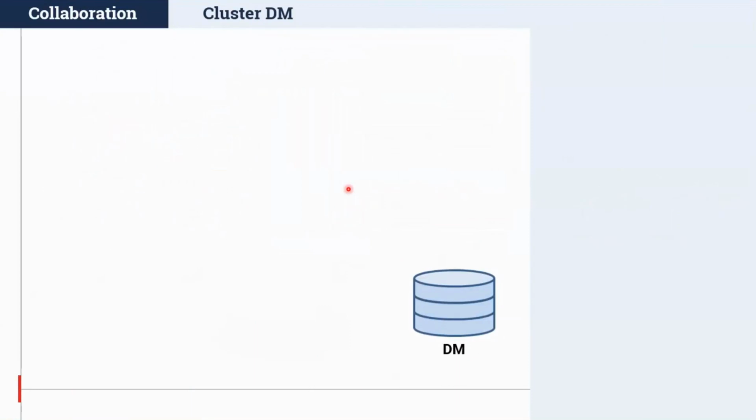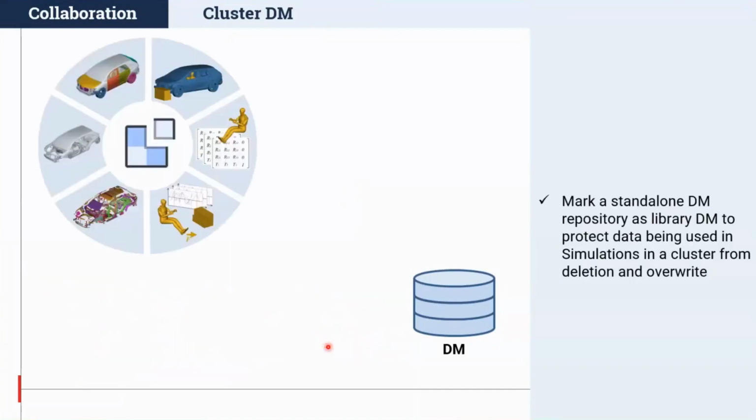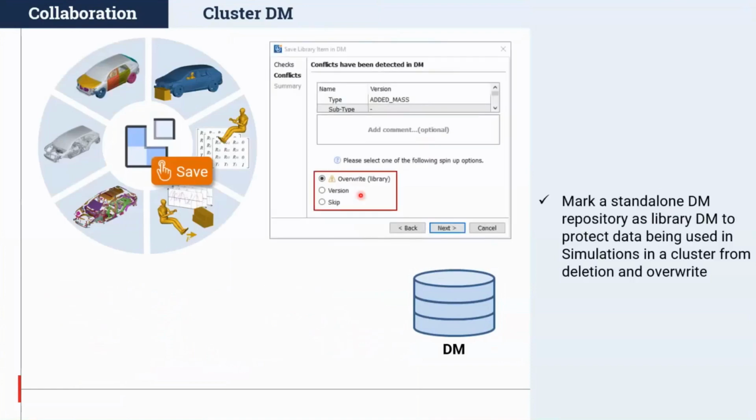Moreover, it is now possible to mark a file-based DM as a library DM in order to highlight that it is being used by the DM cluster. This can be achieved through a dedicated setting in the DM structure XML file with an option set to yes. The added advantages are that it would prohibit the deletion of items in the cluster DM, and also a warning would be populated when trying to save the data into the cluster DM, where a warning is highlighted when you try to override the model.